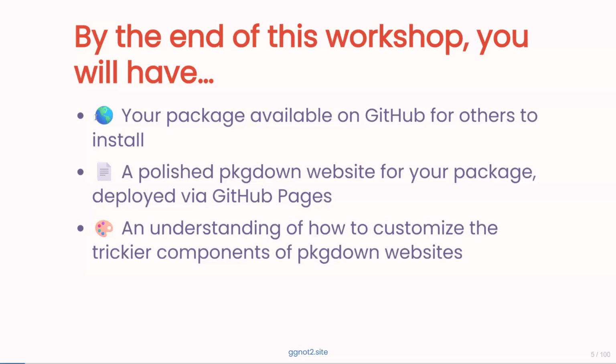The end goal for today's workshop is that, if you're following along live, by the end you'll have a package available on GitHub that others can install. You'll also have a pkgdown website for your package, deployed via GitHub Pages. Hopefully you'll walk away with an understanding of how to customize some of the trickier parts of a pkgdown website. Before we get started, does anybody have any questions on the logistical side of things?